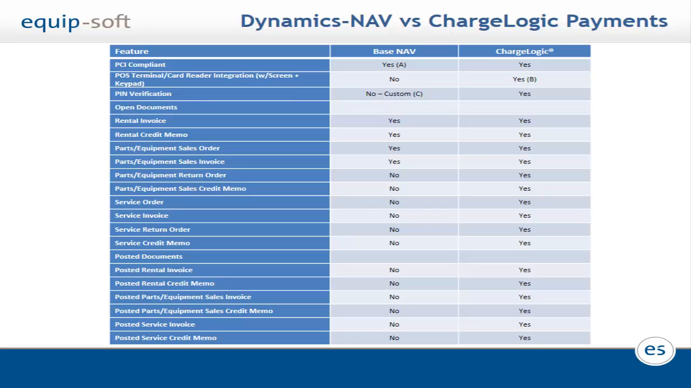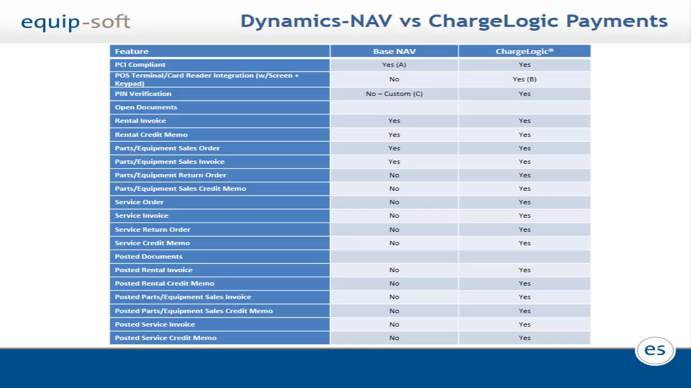You can also see here that PCI compliancy is very, very important. Yes, base Nav is PCI compliant, but it's really because the credit card company, the trade partners that you're working with, or the payment processing company are PCI compliant. It doesn't necessarily mean that they're promising that base Nav has PCI compliancy, whereas Charge Logic can attest that it is PCI compliant.